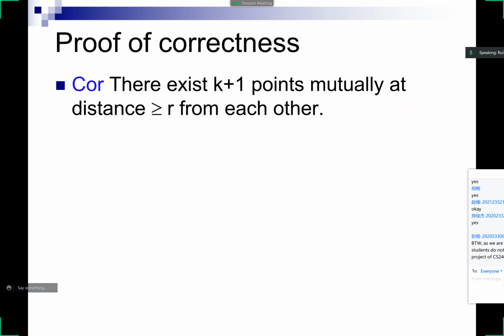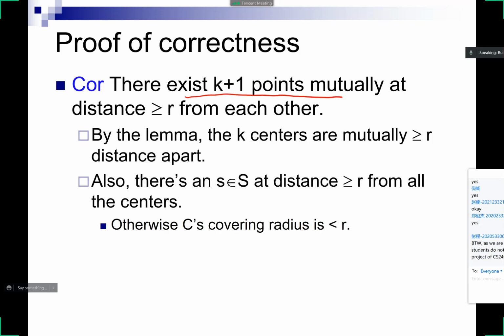As a corollary to this lemma, we can say that there are k plus 1 points which are mutually at least distance r from each other. So there are k plus 1 points where if you take any pair of these points, then their distance is at least r. That's a corollary to this. The reason is simply that we have k centers, and we just said that all of the centers are distance r from each other. So that's k out of the k plus 1 points.